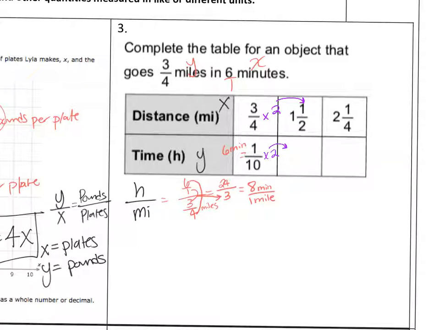3/4 times 2 is 6/4. And if you reduce 6/4, that's 3 halves. And 3/2 written as a mixed number is 1.5. So that actually checks out. So now let's multiply 1/10 by 2, and that's going to be 2/10. If you reduce that, that's 1/5.